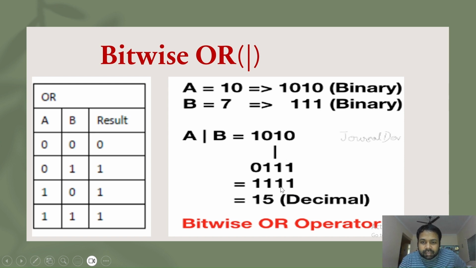1 or 1, the answer is 1. 0 or 1, answer is 1. 1 or 0, answer is 1. You see, 0 or 1, answer is 1. 1 or 0, answer is 1. Like that we are getting the answer. 1 1 1 1, which is the final answer.